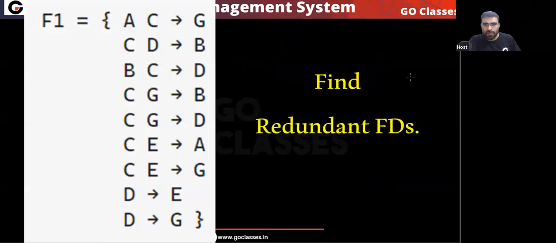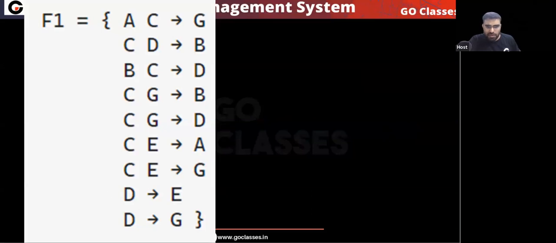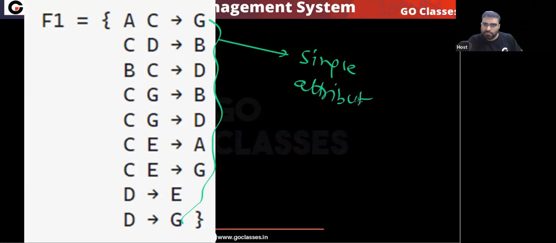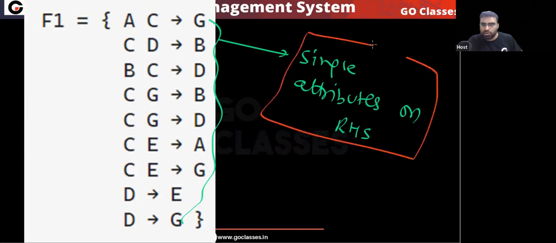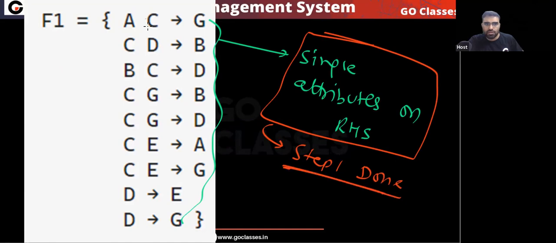Now let's see this question again. Find redundant FDs. First, to check whether an FD is redundant or not, you will make sure that on RHS you have single attributes. Do we have single attributes on RHS? Yes, we already have single attributes on RHS. So step number 1 is done.